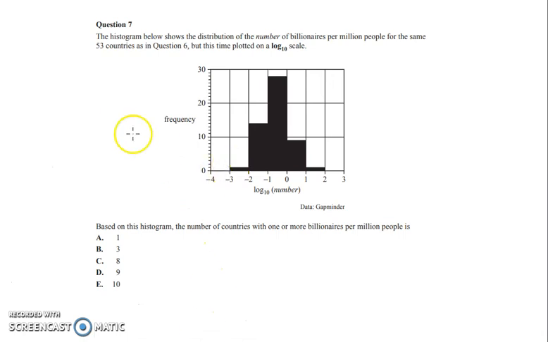Then what we can do is go onto this graph and change these values. So -3 was 0.001. This one here was 0.01. This one here was 0.1. The 0 became 1. The 1 became 10. And the 2 became 100.